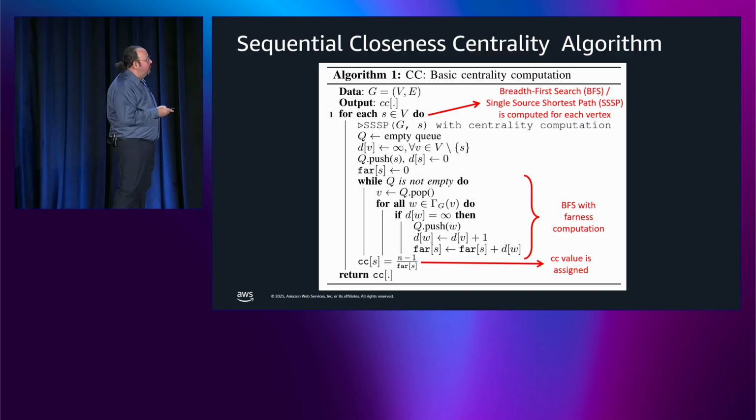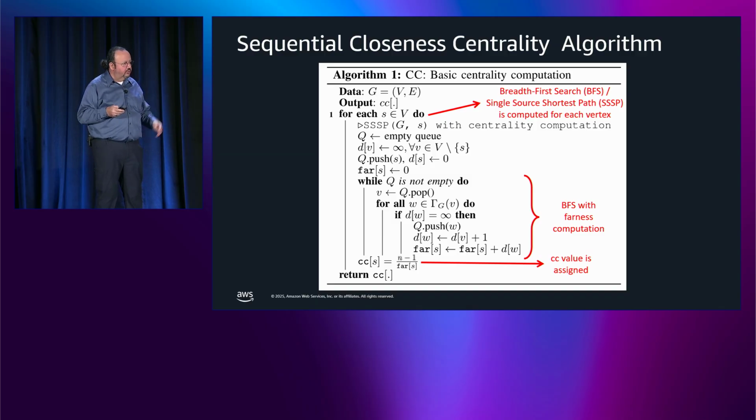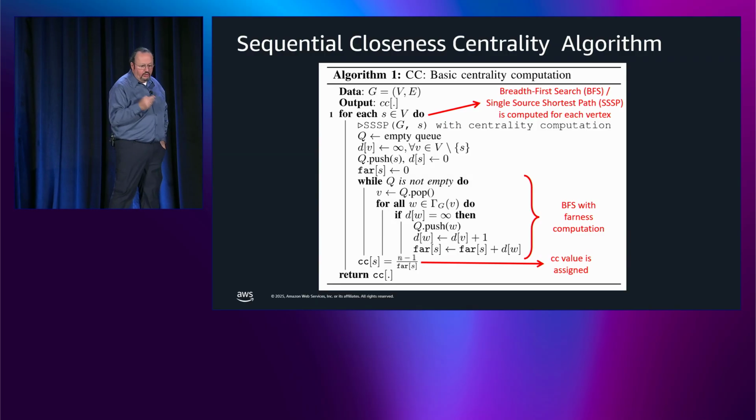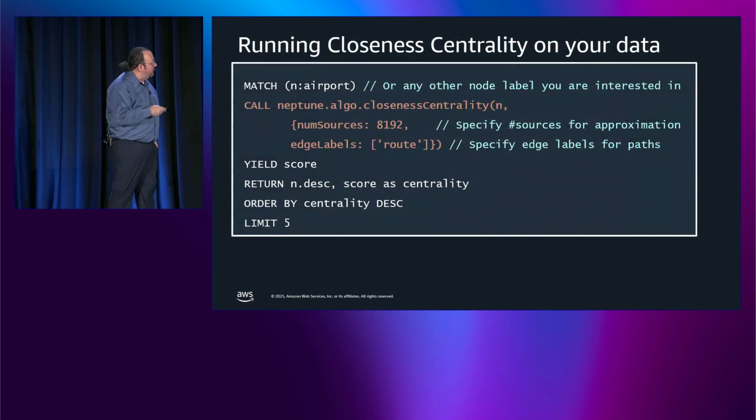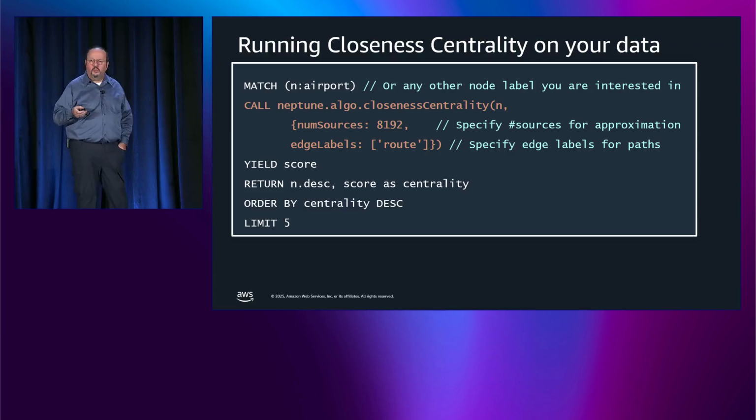What you usually do is sample a random set of vertices. Okay? And in Neptune Analytics, we do much more than this. We do other HPC optimizations like vectorization and parallelization, obviously, to make this algorithm run much, much faster. But again, for you, what's important is how to use this algorithm, right?